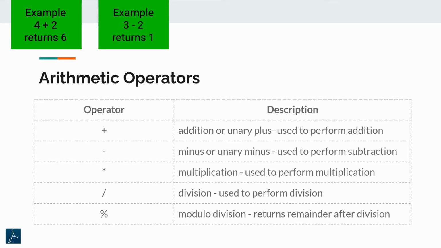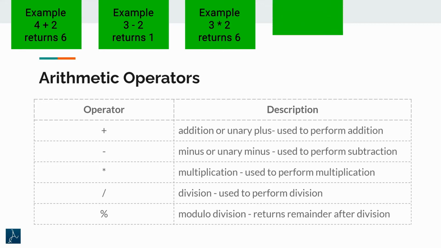The minus operator is used to perform subtraction. Example: 3 minus 2 will return value 1. The asterisk operator is used to perform multiplication. For example, 3 asterisk 2 will return 6. The division operator, denoted by slash, is used to perform division operation. For example, 4 slash 2 will return value 2, that is, the value of 4 divided by 2.